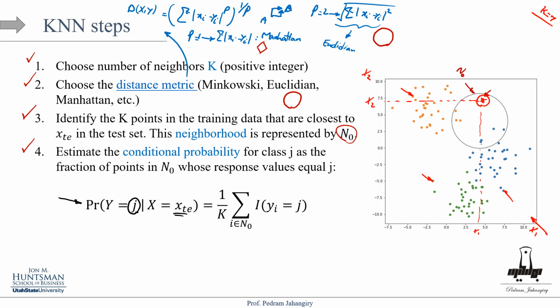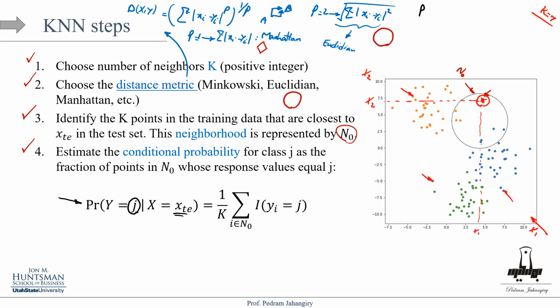Or is it going to be green, right? So for that, we need to calculate the conditional probabilities. And that's very simple. Basically, we look at each neighborhood and, conditioning on that neighborhood, we're going to count the observations, right? So let's start with the conditional probability that the class is orange.